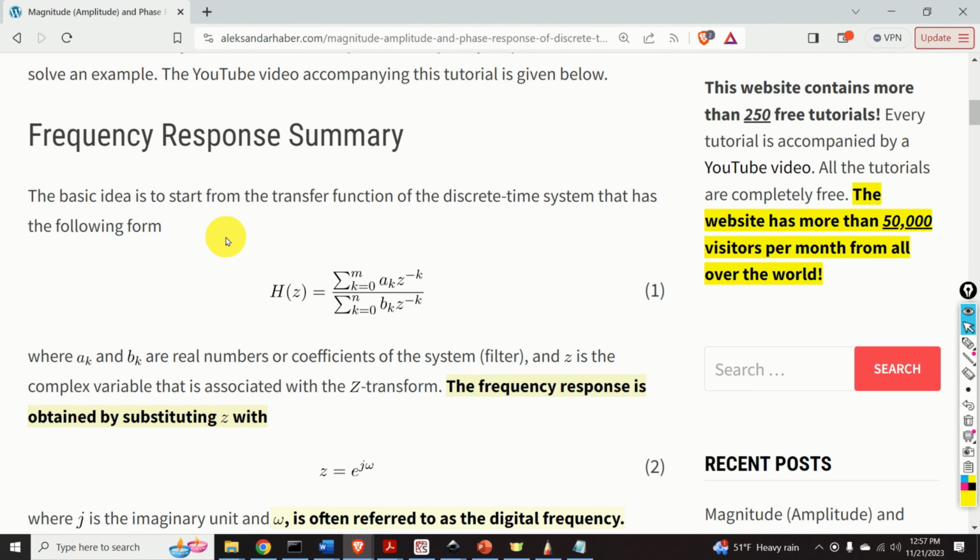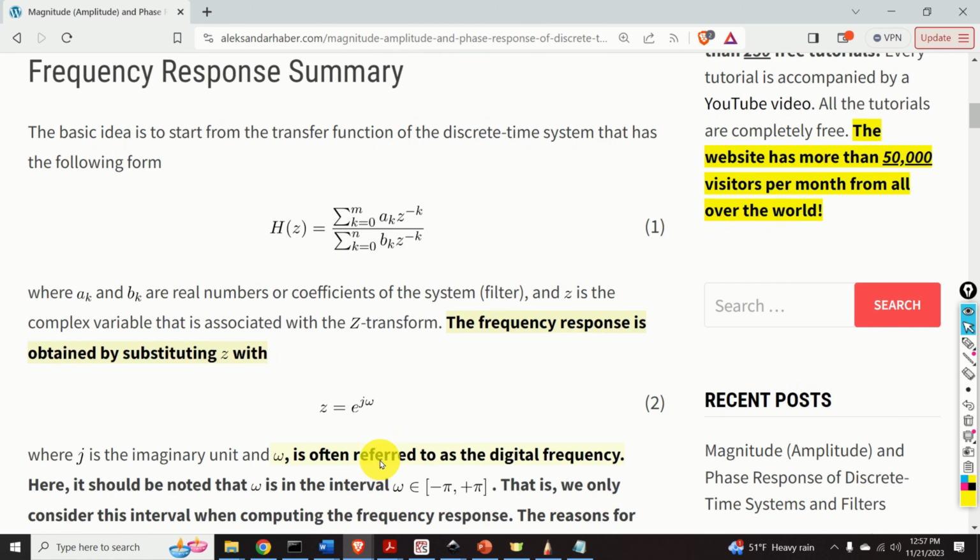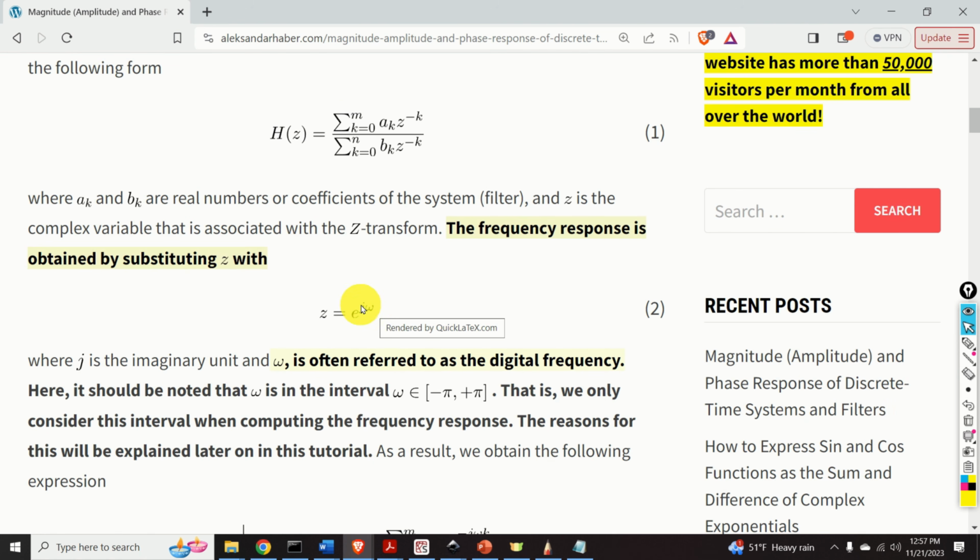First, we give a brief summary of the frequency response. The basic idea is to start from the transfer function of the discrete time system that has the following form. Over here, a_k and b_k are real numbers or coefficients of the system or filter, and z is the complex variable that is associated with the Z transform. The frequency response is obtained by substituting z in this equation by this expression. z is equal to e to the power j omega, where j is the imaginary unit and omega is often referred to as the digital frequency.